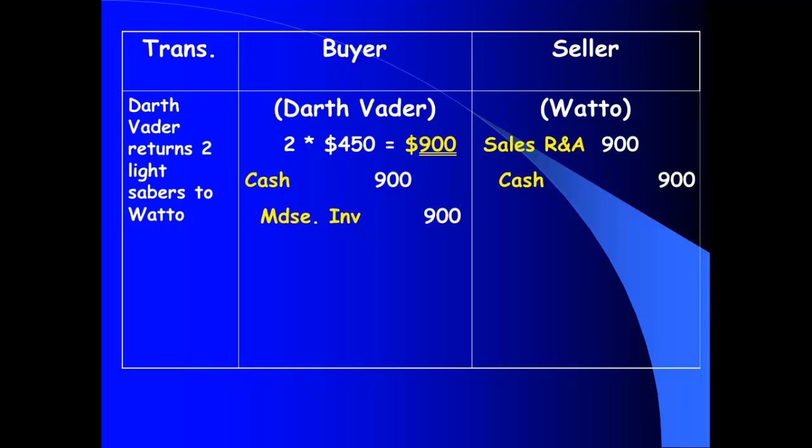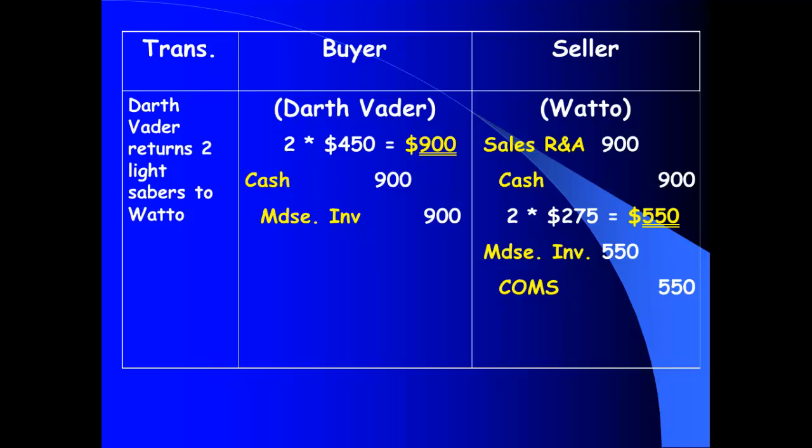My next entry is to update the inventory. I've got to take these items, put them back on my books. They came off of my books at $275 each. They've got to go back on my books at $275 each. What do I have more of? More inventory. Inventory is an asset, goes up with the debit. And the credit goes where?